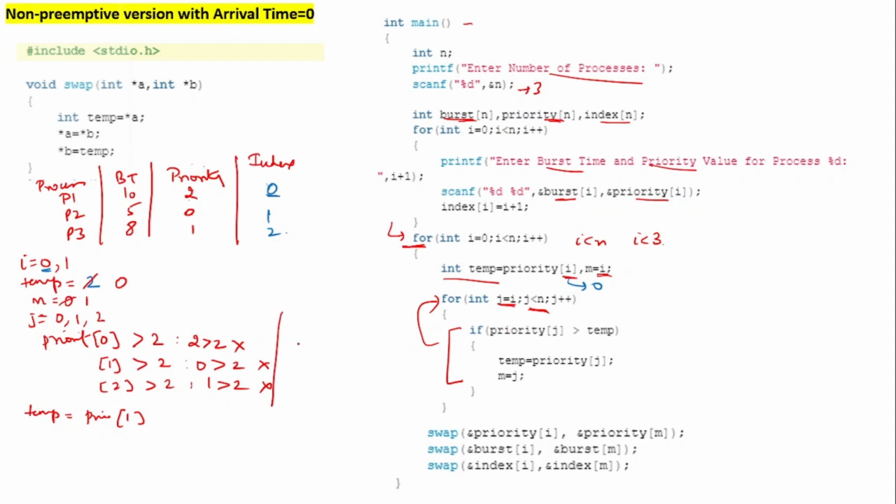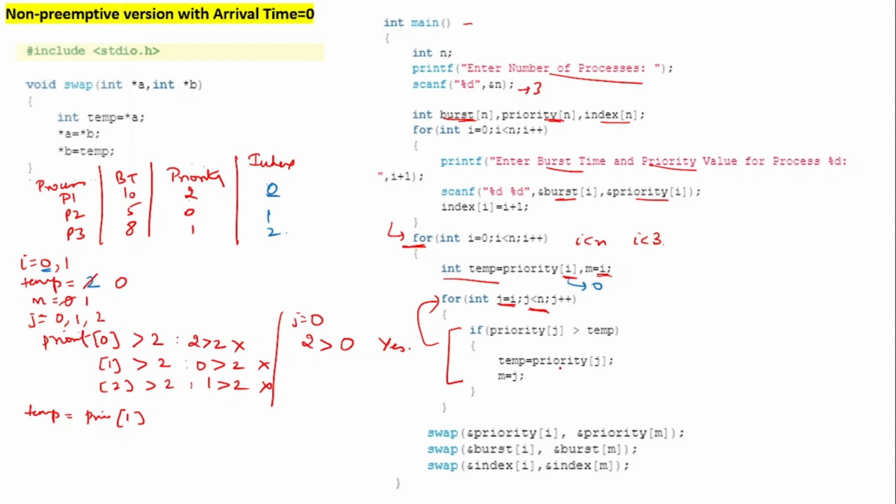Again there is a j value. j is again equal to 0. I see the priority of the zeroth index, that is 2. Is it greater than temp? Yes. Now I finally found something which is greater. 2 is greater than 0, which is acceptable.